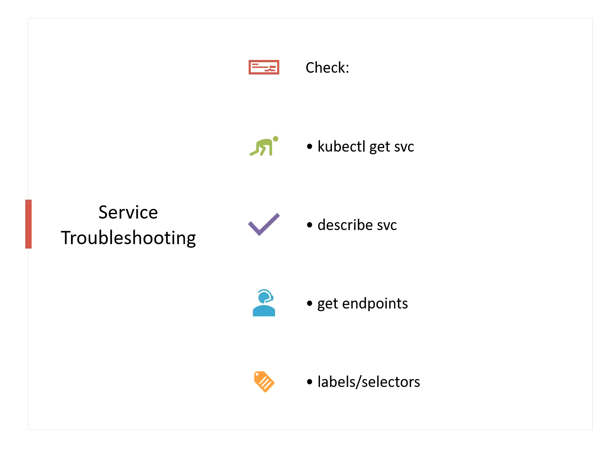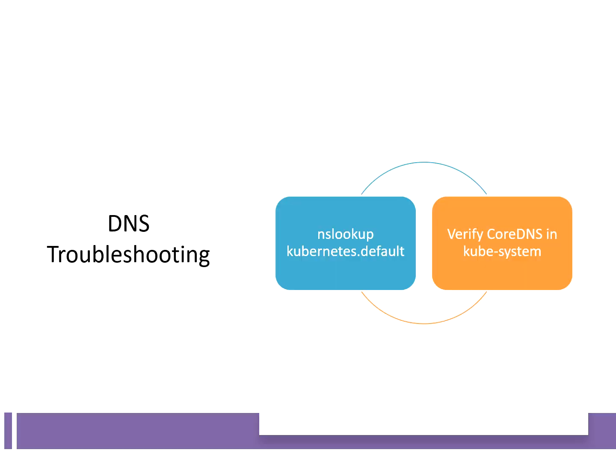Services not working. Sometimes pods are running perfectly, but still the application is not accessible. In that case, we will check the services. The commands that we use are kubectl get svc, kubectl describe svc, and kubectl get endpoints, and verify the label selectors of the service and the target pods. If the service selector doesn't match the pod labels, traffic will never reach the application. And this is a very common interview question also.